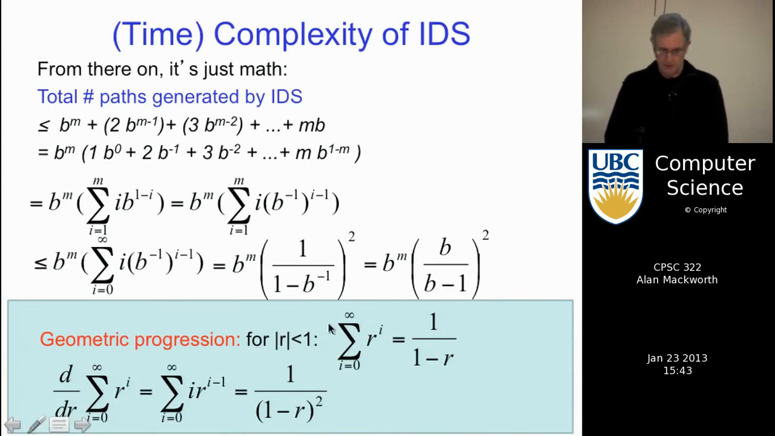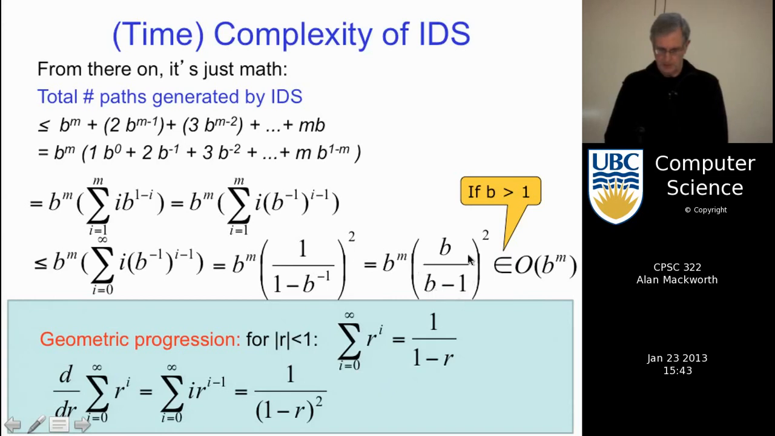So if we differentiate the left-hand side and the right-hand side with respect to r, the derivative of r to the i is i times r to the i minus 1. The derivative of this is 1 over (1 minus r) squared. So this has this closed form sum, which is really pretty. And so this number here, which looks big, is only b to the m times b over (b minus 1) squared. And that's still only order b to the m if b is greater than 1.